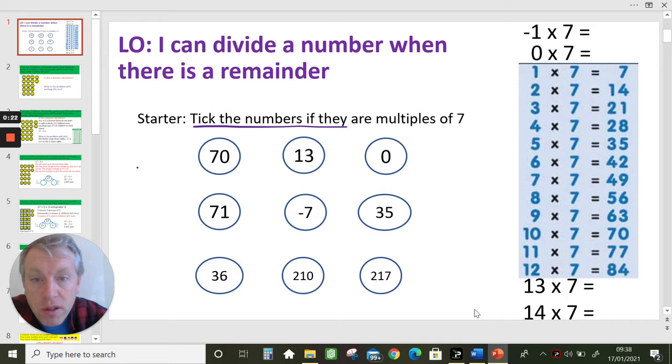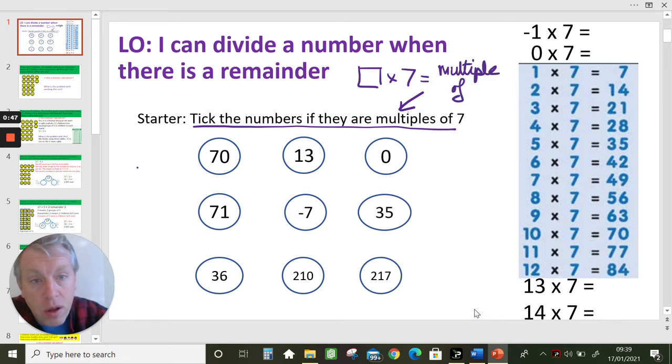Look at the numbers in the circles and just tick them if you think they are multiples of 7. Remember that the word multiples means we get a multiple when we have times-ed a number by 7. If it's on the 7 times table, then it is a multiple of 7. Pause and have a go.